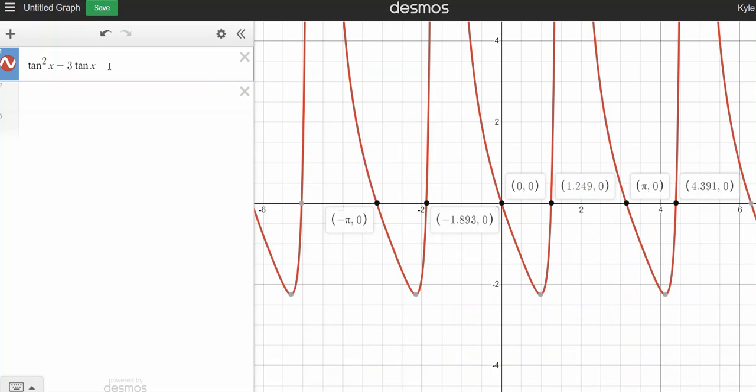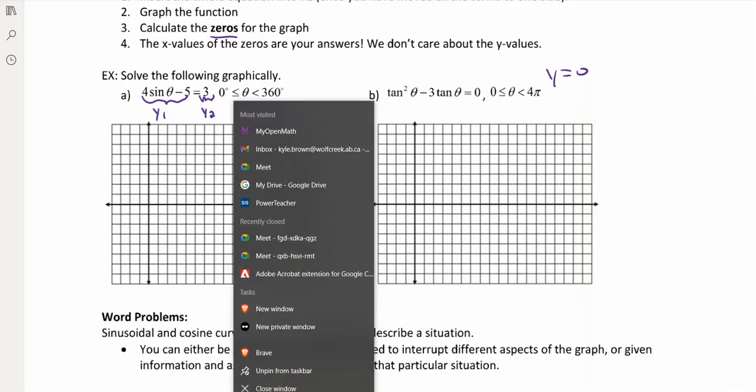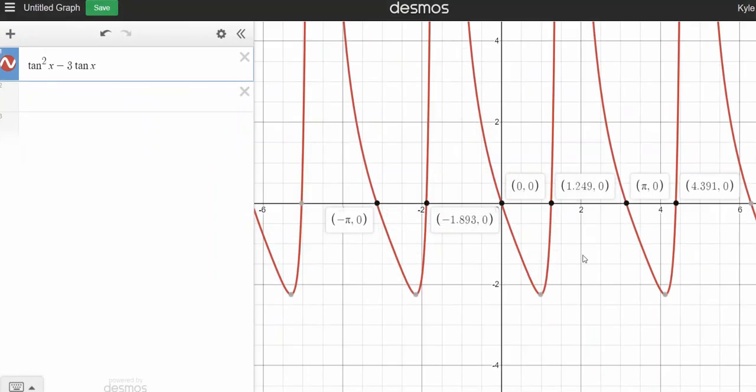So if we would have rearranged this, on our sheet here it was tan squared theta minus 3 tan theta is equal to 0. But what if I brought the 3 tan theta over to the right side? So that'd be tan squared theta is equal to 3 tan theta. I should be able to graph that, and it should give me the same values, right? I'll just show you how that looks, just so you know that it does all work out.